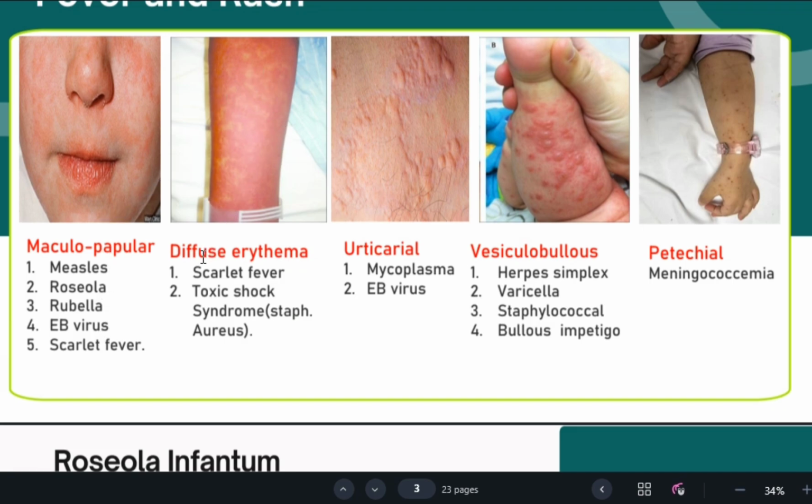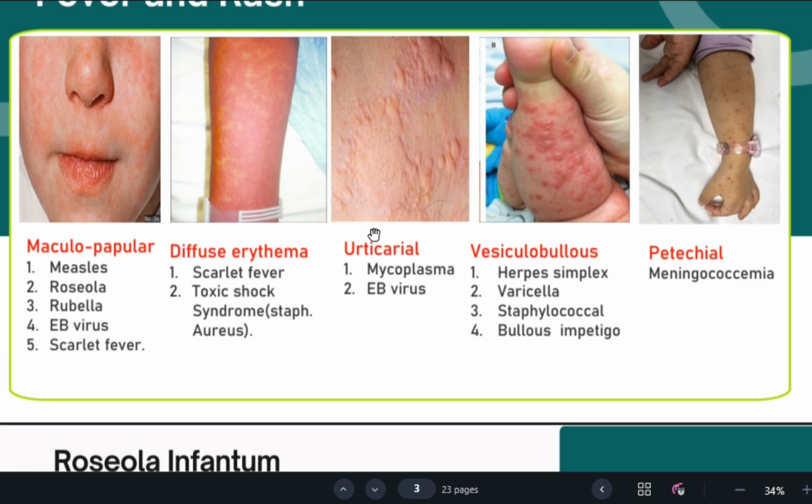Second type of rash is diffuse erythema. Diffuse means widespread, and erythema means red discoloration. We see this type of lesion in scarlet fever and toxic shock syndrome, which is Staphylococcus aureus infection.